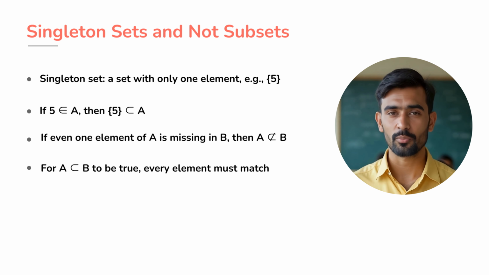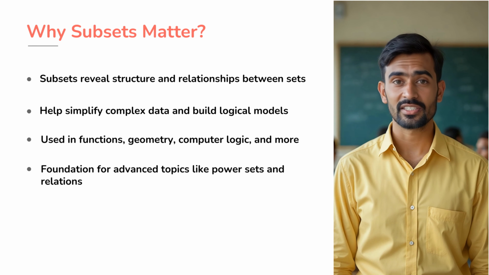Now here's a critical point. If even one element of A is not in B, then A is not a subset of B. To say A is a subset of B, every single element in A must also be in B. No exceptions.